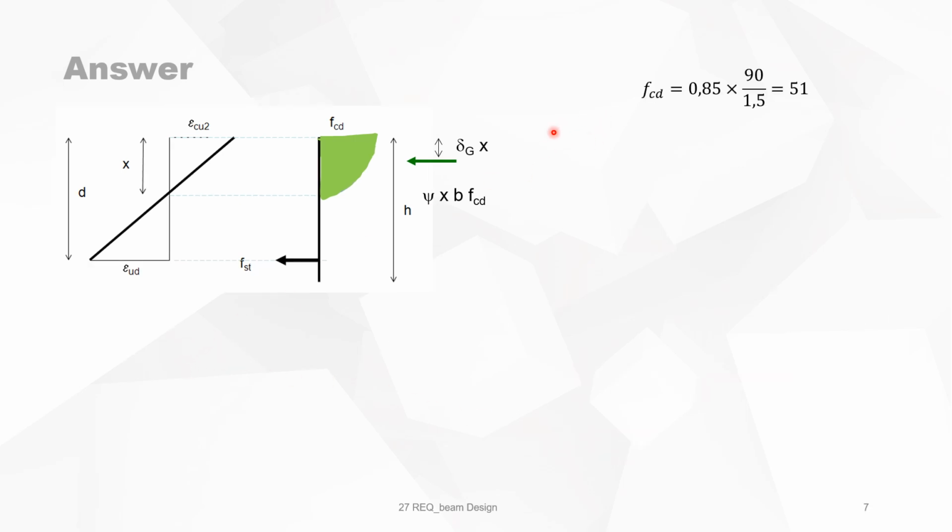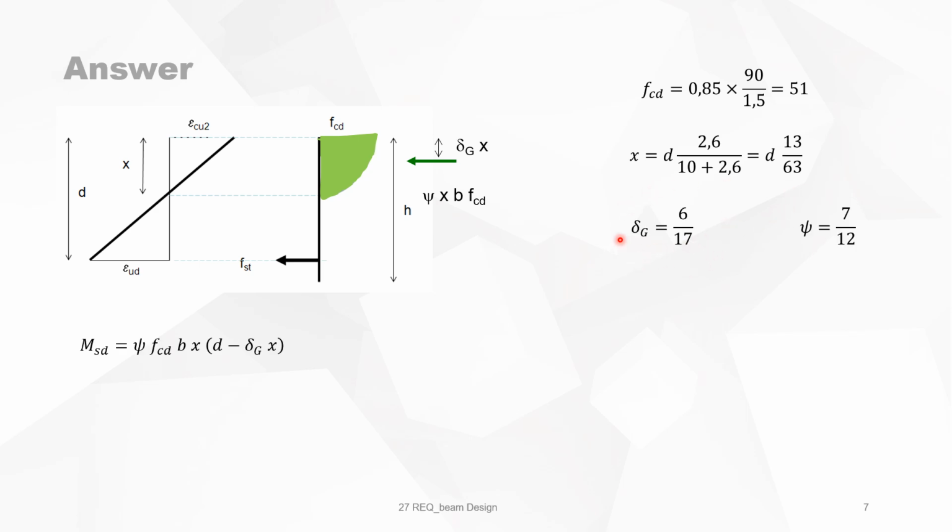Now, let's consider the whole picture. We get f_cd is equal to 0.85 times 90 divided by 1.5. This is f_ck, and this is the material coefficient, and this is alpha_cc, and f_cd is the design value of the compressive stress, and it's 51. x can easily be calculated using similar triangles. So x is always d multiplied by epsilon_cu2, which in our case is 2.6, divided by the sum of those two, which is 10 plus 2.6. So x is d times 13/63.